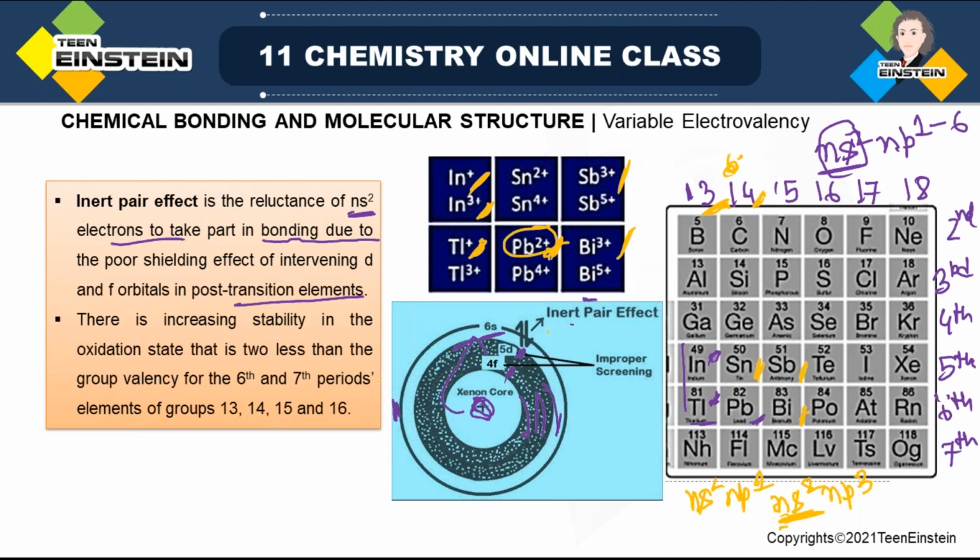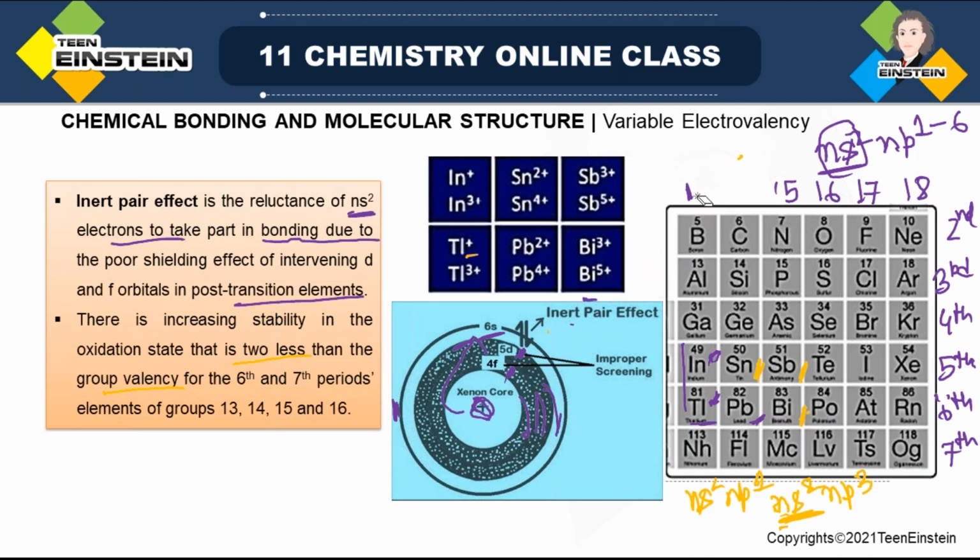So what happens? There is increasing stability in the oxidation state that is 2 less than the group valency. That means 2 less, like this 2+ or this 1+, the first one I am considering. This oxidation state will be more stable. So which oxidation state? That which is 2 less than the group valency. So what is group valency? Group valency is basically the higher oxidation state, 3+, 4+, 5+.